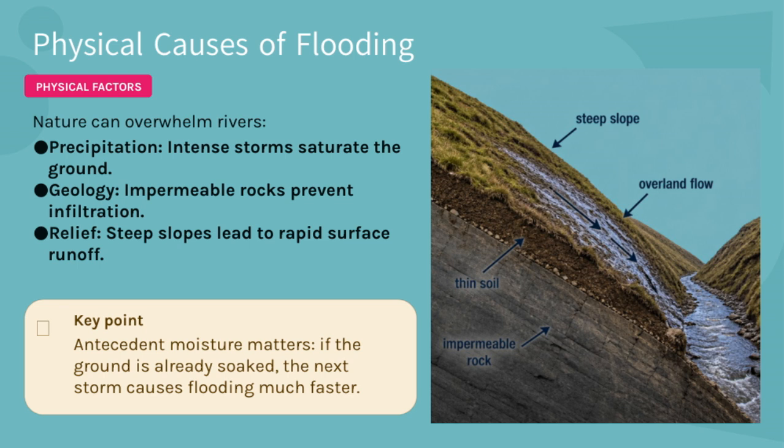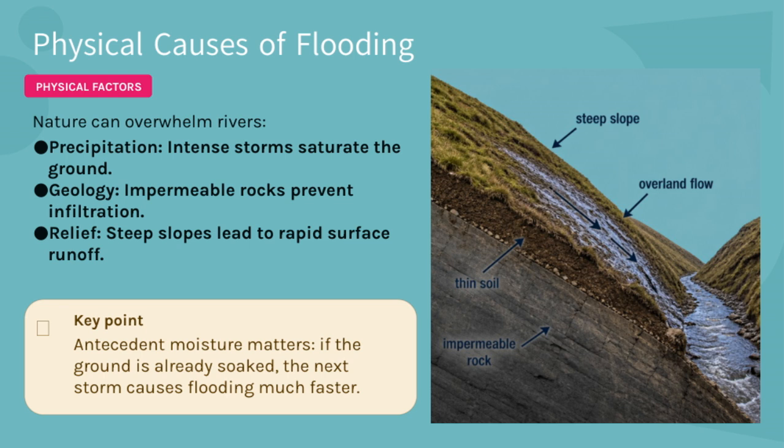The third factor is relief. Relief means the shape and steepness of the land. On steep slopes, water runs downhill quickly. This creates rapid surface runoff and reduces lag time. In flatter areas, water usually moves more slowly, so the flood risk may be lower.